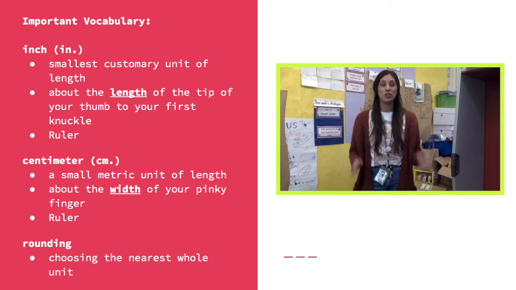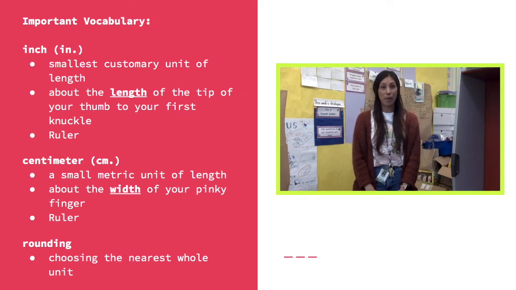Remember that inch can be shortened to IN period, and an abbreviation is just a faster, more efficient way of writing a word that's kind of long. Except inch isn't really that long, but when we're talking about measurement, sometimes we just want to write the measurement really quickly, and so using the abbreviation is super helpful. And an inch is about the length of the tip of your thumb to your first knuckle. Now your first knuckle, remember, is where your thumb bends. So just at that first line, that's where your knuckle is. And we measure inches using a ruler.